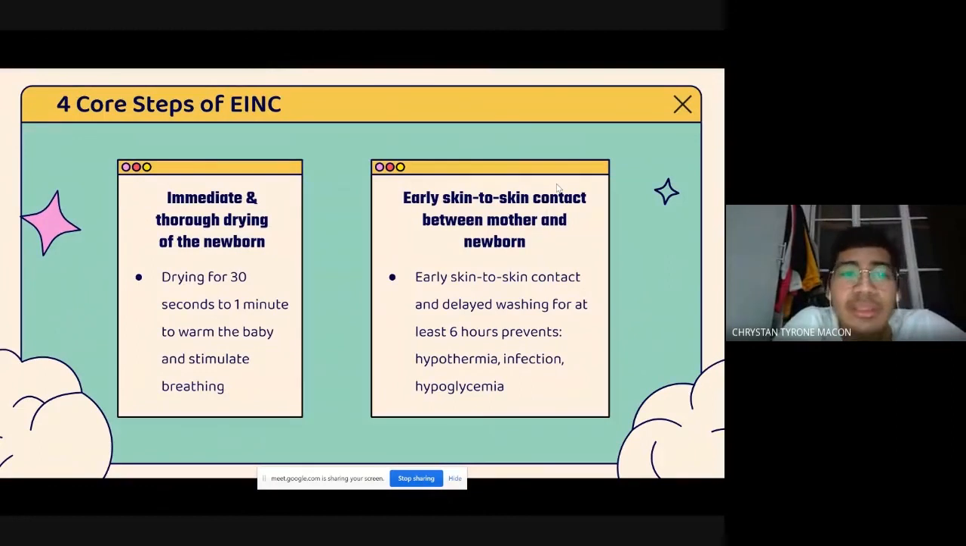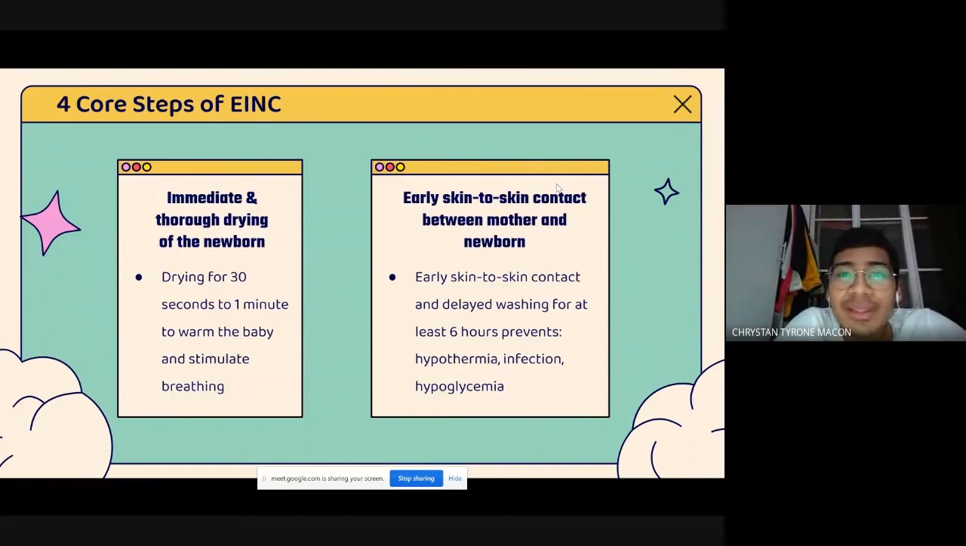Unang-una po ang immediate and thorough drying of the newborn. So, pagkapanganak agad kay baby, si nurse ay ida-dry agad si baby for 30 to 1 minute. Ito ay para ma-warm natin si baby at ma-stimulate natin agad ang breathing ni baby. Pangalawa, ang early skin-to-skin contact between kay mommy and kay baby. Ang kahalagahan ng early skin-to-skin contact ay para rin ma-develop natin ang bonding between the mother and the newborn.